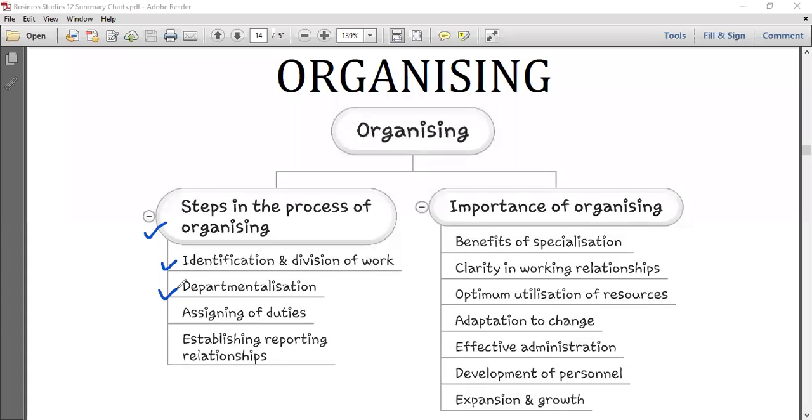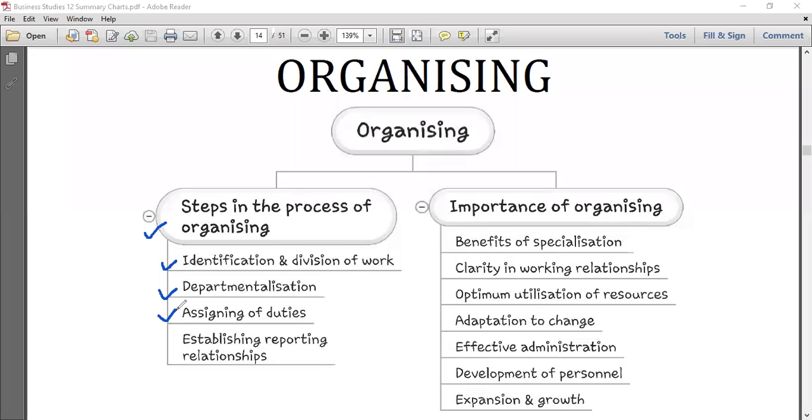After creation of different departments, that is departmentalization, the third step in the process of organizing is assigning of duties. Whatever posts you will create in these departments, on those posts, what function the person has to perform. Whatever person will be appointed on those posts, what activities he has to perform will be assigned at this step.